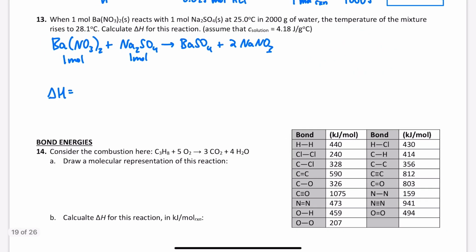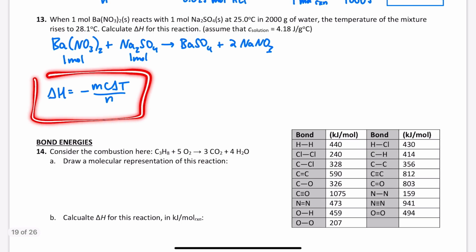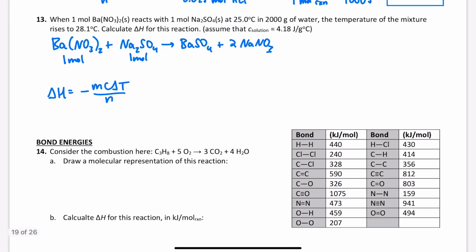And then we use the equation we derived last time. Delta H is negative MC delta T over N, which in this case is just 1. And do we know everything we need to? Yeah, we know how much of everything we have, we know the specific heat, we know the delta T, and we know the N. We just have to plug it in. Now the M is bigger than you might have thought. It is 2,000 grams of water, but don't forget there's also a significant amount of each of the reactants, and because it's all mixed together, the reaction components sort of become the surroundings as well.